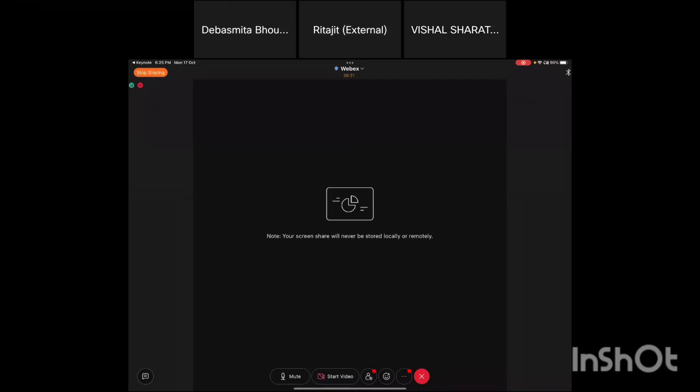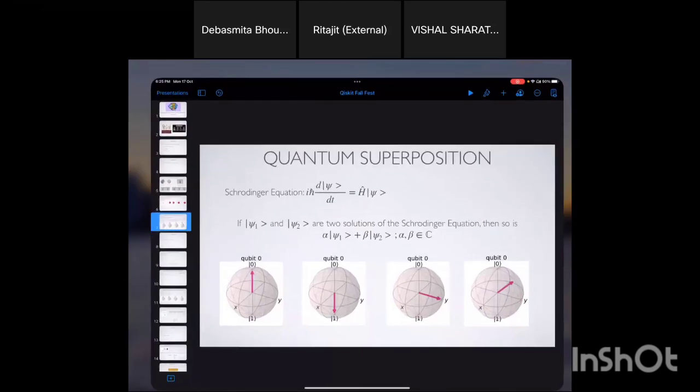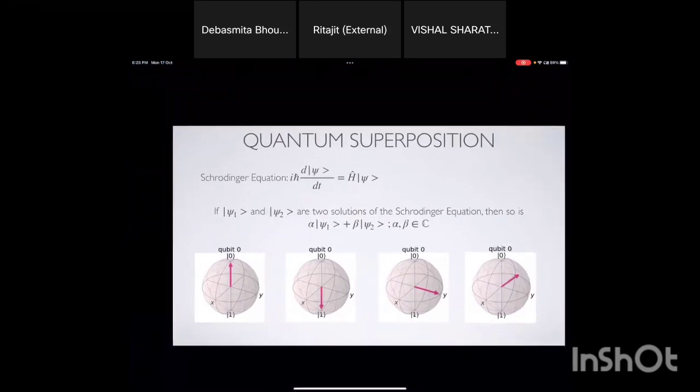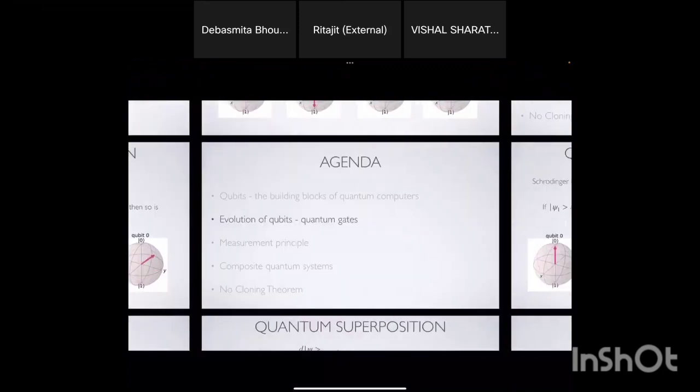Visible now? Yes, it is loading. Yes, now it is visible. Okay, great.